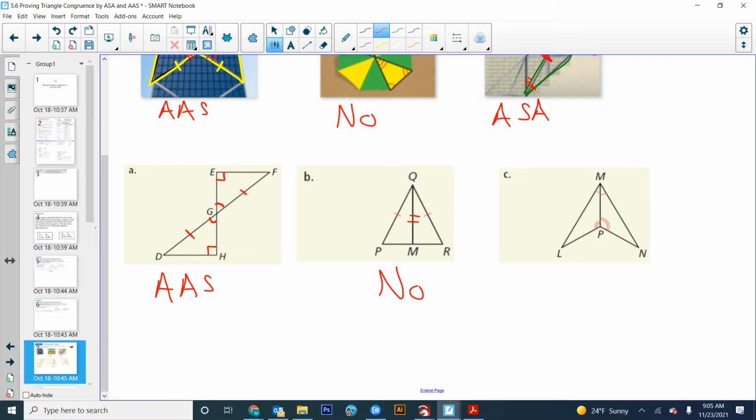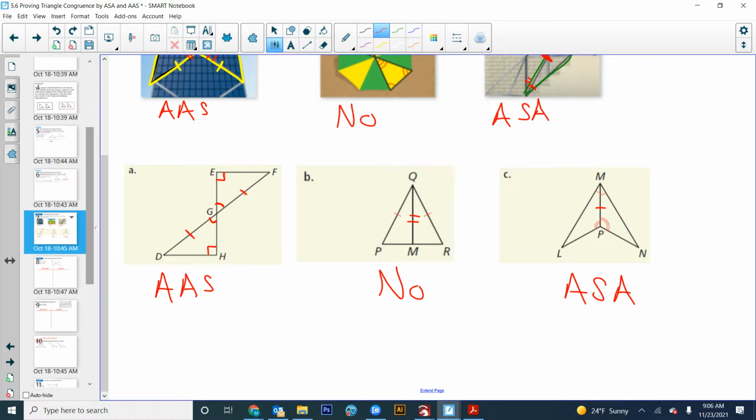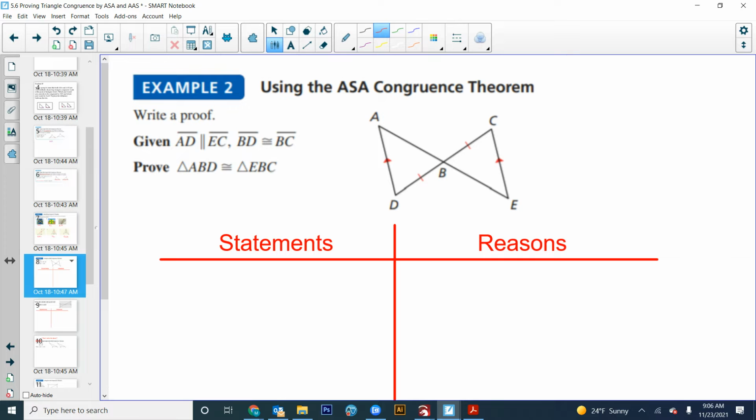All right. Next, McKenna. Wait, never mind. I figured it out. Next one. Thank you. ASA. You guys agree? ASA. All right. Let's try a proof.